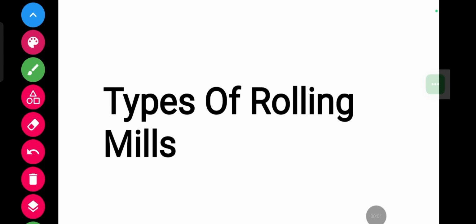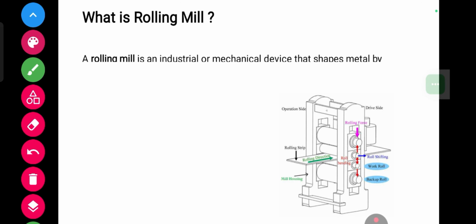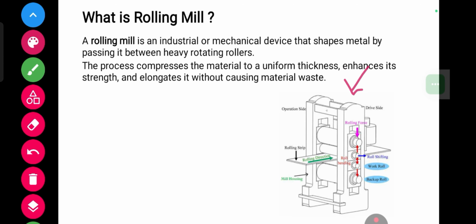In this video, we will study types of rolling mills. At first, let's see what a rolling mill is. A rolling mill is an industrial or mechanical device that shapes metal by passing it between heavy rotating rollers. Here you can see the diagram of the rolling mill. The process compresses the material to a uniform thickness, enhances its strength, and elongates it without causing material waste.